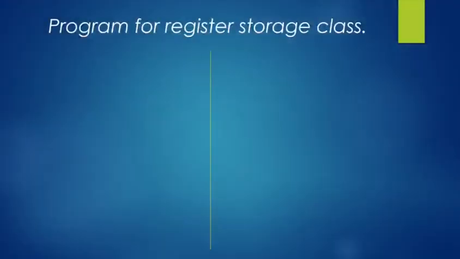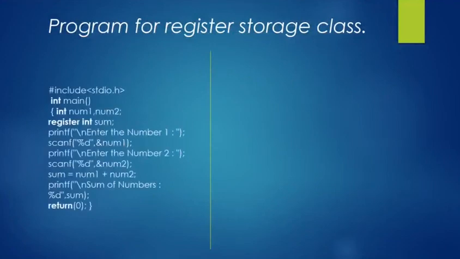Now let us see the program for register storage class. In this program we have declared three variables: num1, num2, and the third variable using the register keyword, register int sum. We have accepted the values for num1 and num2 using the scanf function, and using the formula sum equals num1 plus num2 we have added the two numbers and printed their addition.